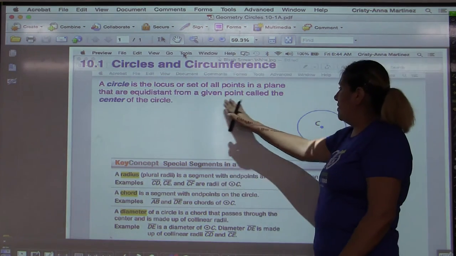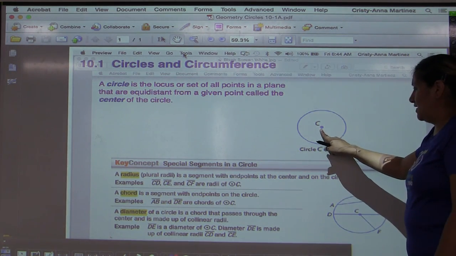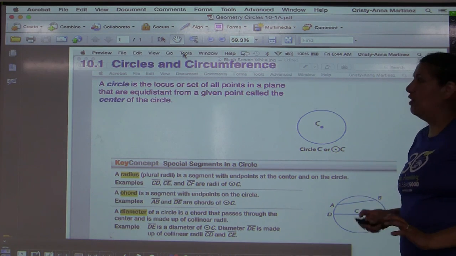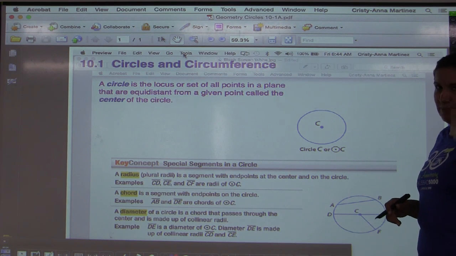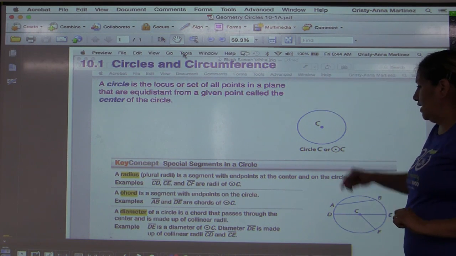It says from a given point called the center. So we call this point the center. My circle kind of looks like an oval. That's because it's distorted from the image on the board. But keep in mind, it is in fact a circle, and they're all equidistant.